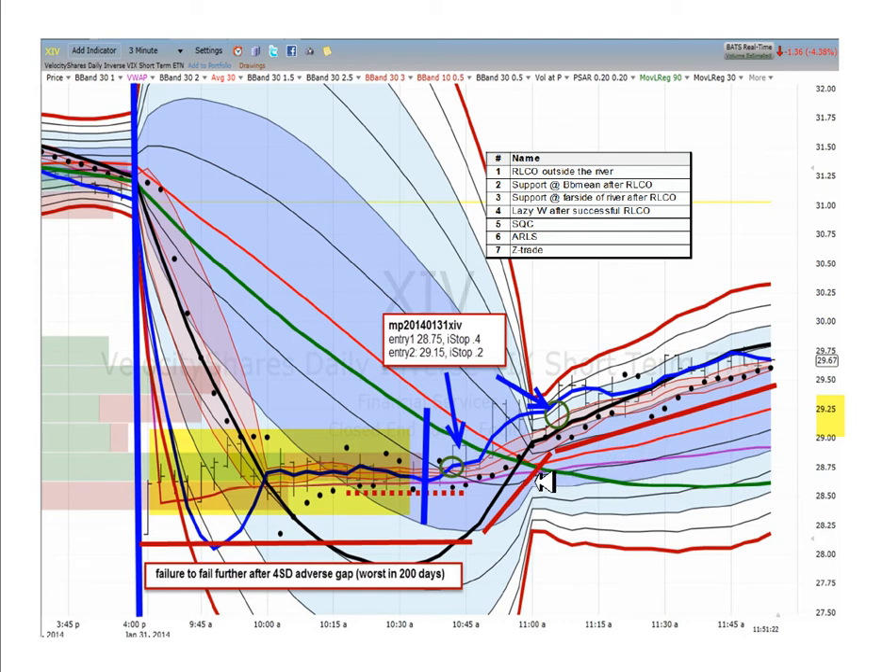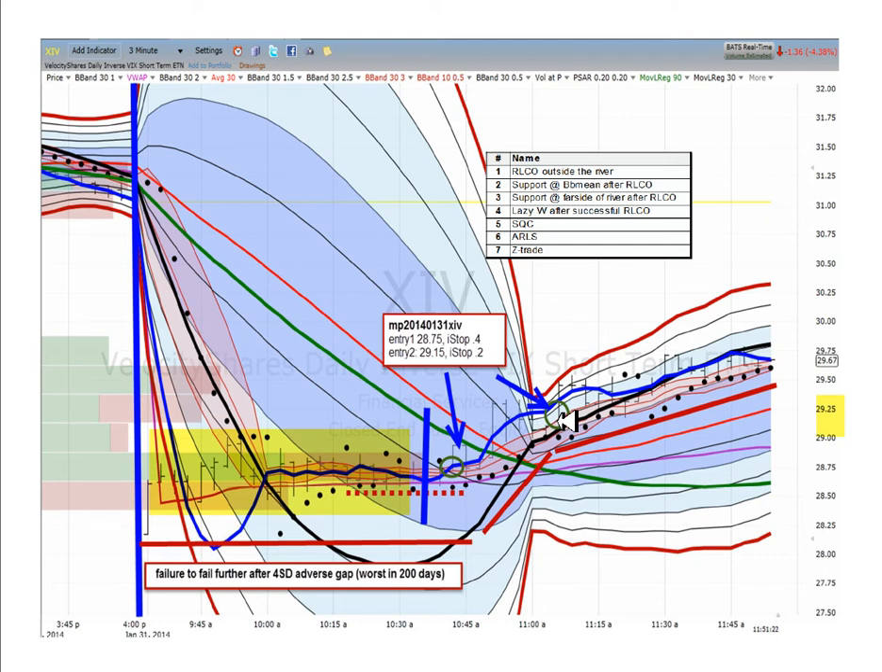It fails to fail further. The dragon is pointing up. The Bollinger Band mean has rolled over and started to roll up. I take a second entry at 29.15, so now we're 40 cents into this, and now I'm an R in hand.